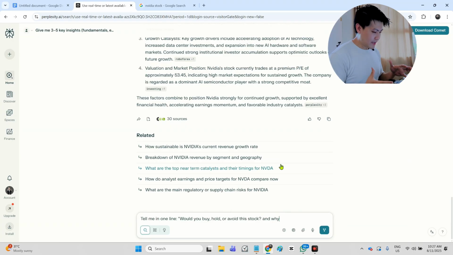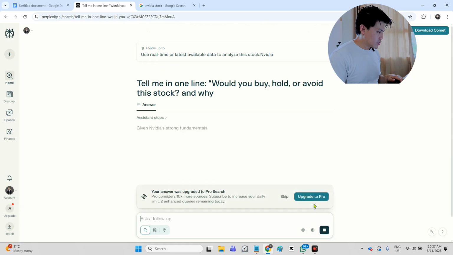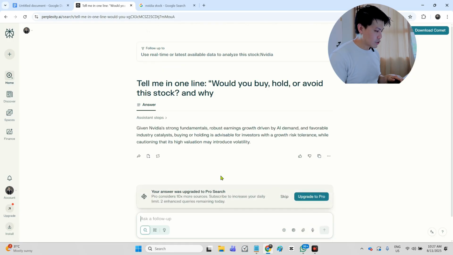This is very much the kind of question or output that I actually want to know. Tell me in one line, will you buy, hold, or avoid this stock and why? Let's see. Okay, given NVIDIA's strong fundamentals, robust earnings growth driven by AI demand and favorable industry, buying or holding is advisable for investors with a growth risk tolerance, while cautioning that its high valuation may introduce volatility.